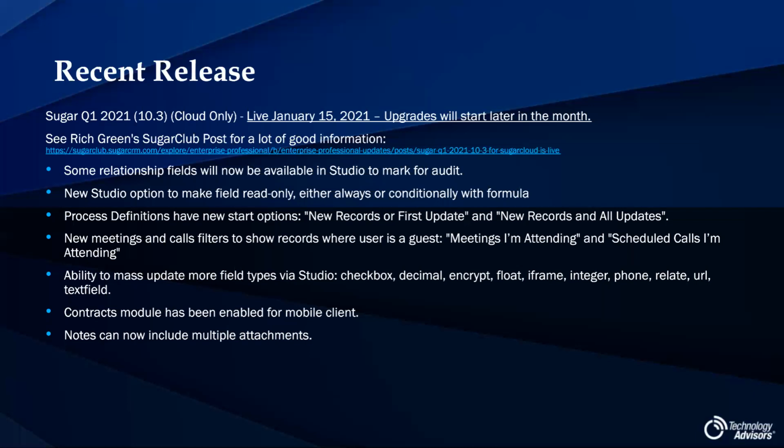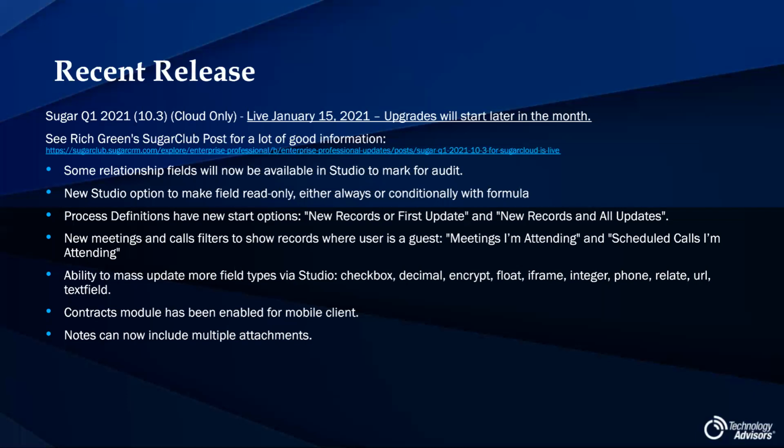There are new meetings and calls filters to show records where the user is a guest, so meetings I'm attending, and scheduled calls I'm attending. Before it was only meetings I'm assigned to, where I was the creator or the host. Now you can see where you might be a guest. We now also have the ability to mass update more field types via Studio: checkbox, decimal, encrypt, float, iframe, integer, phone, relate, URL, and text field. Those are all going to be very nice to be able to mass update now.